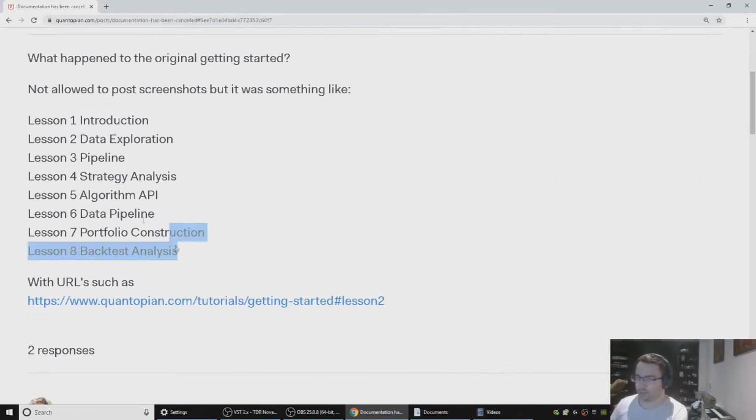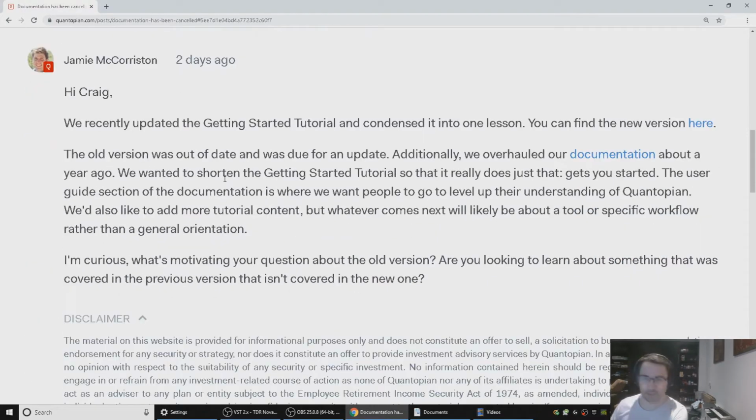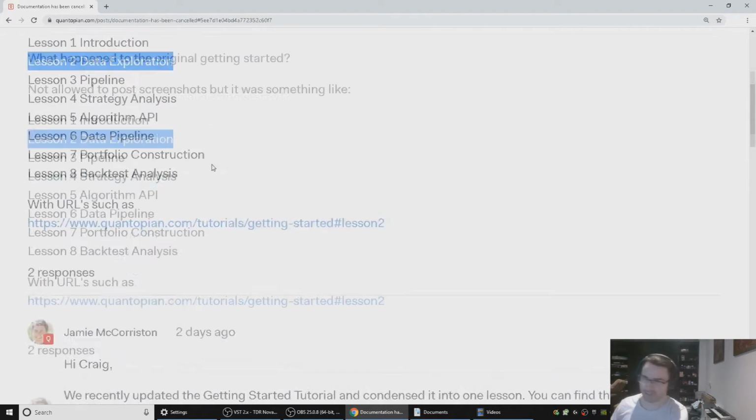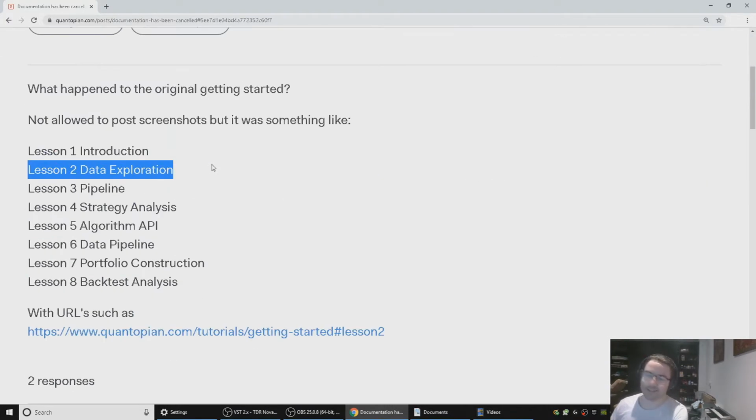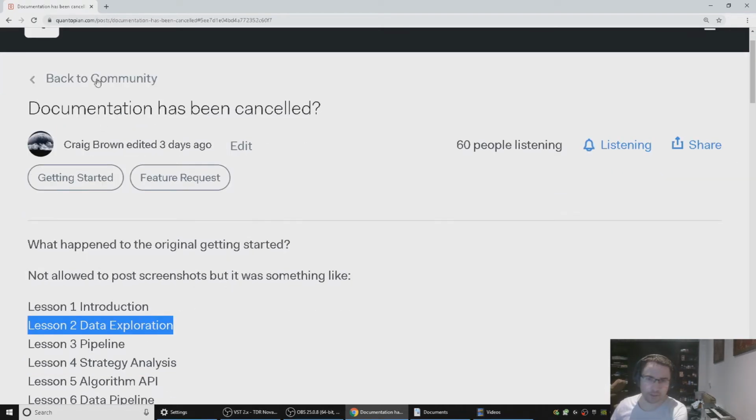The old tutorial, which had this structure, and we had just got into lesson 2, is not as good as their new tutorial. So basically we're starting again, but the good thing is the new tutorial goes straight into pipelines. So maybe it's all good.